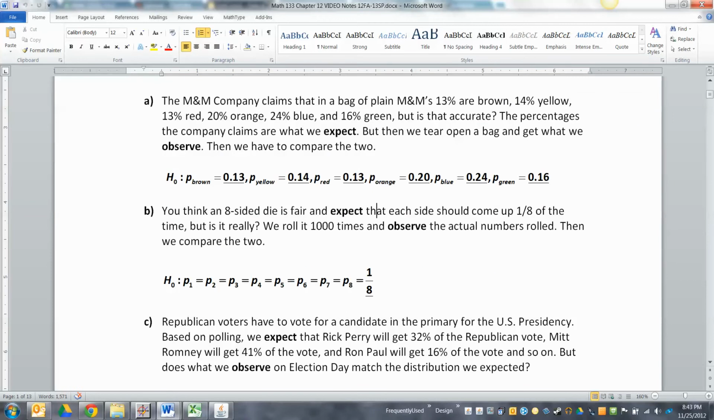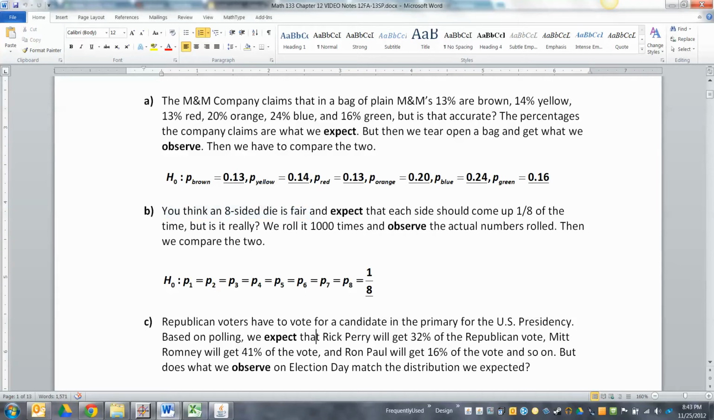All right, so now you think an 8-sided die is fair. 8-sided die, right? There's 8 sides to it. And you expect each side to come up 1/8 of the time, right? But is it really? So you're going to roll 1,000 times and observe the actual number rolled. Then we compare the two. So what would be the null hypothesis? What are you assuming to be true? Well, you assume the die is fair, right? So that means the probability of side 1 is equal to the probability of side 2, which is equal to the probability of side 3, and so on, which is equal to 1/8.